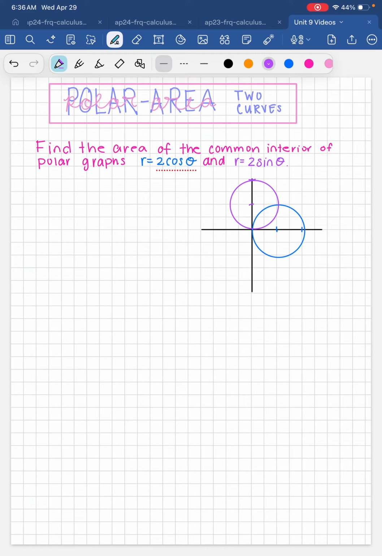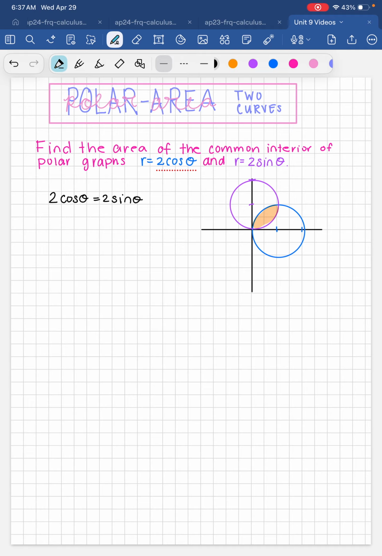So we're going to have this right here. It wants me to find the area of the common interior, which I will highlight in orange. It wants this area in here. The first thing I tell my kids to do is set the two curves equal to each other to figure out where they intersect. So we have 2 cosine theta equals 2 sine theta.